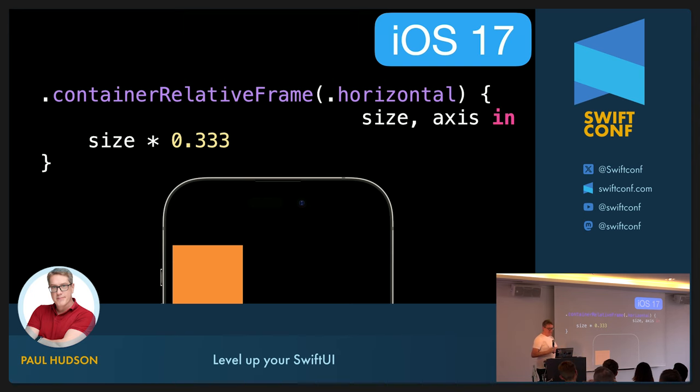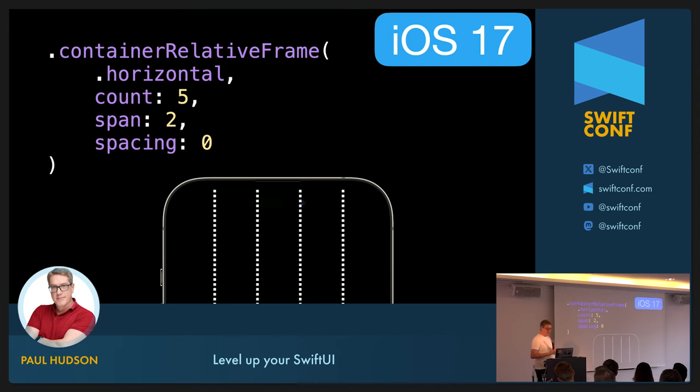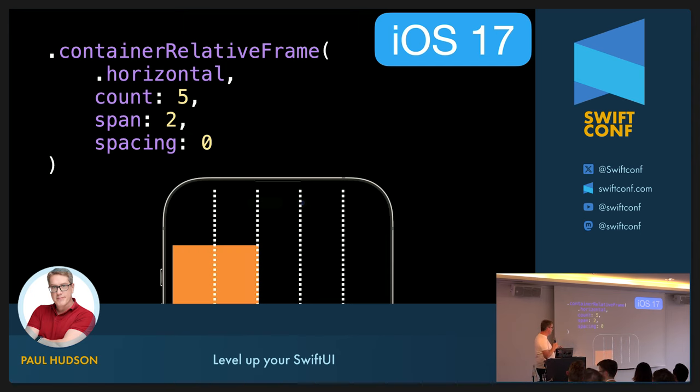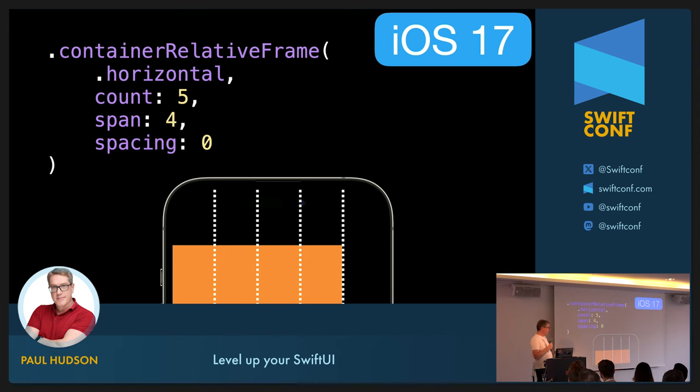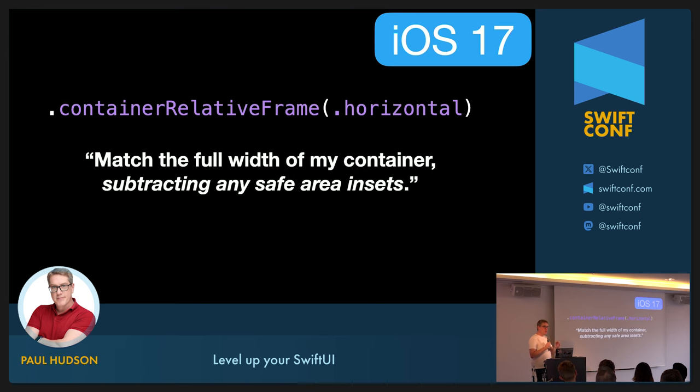There's another option here. We could say, take our parent's horizontal size, divide it into 5 columns, and then make each view span 2 of those 5 columns, or 4 of those 5 columns, depending on what you want to get. But best of all, the simplest option is just to say container relative frame horizontal, just that. And that means please match the full width of my container, subtracting any safe area insets, which is perfect because we've just used content margins. Brought the whole thing in from the leading and trailing edge by 20 points.